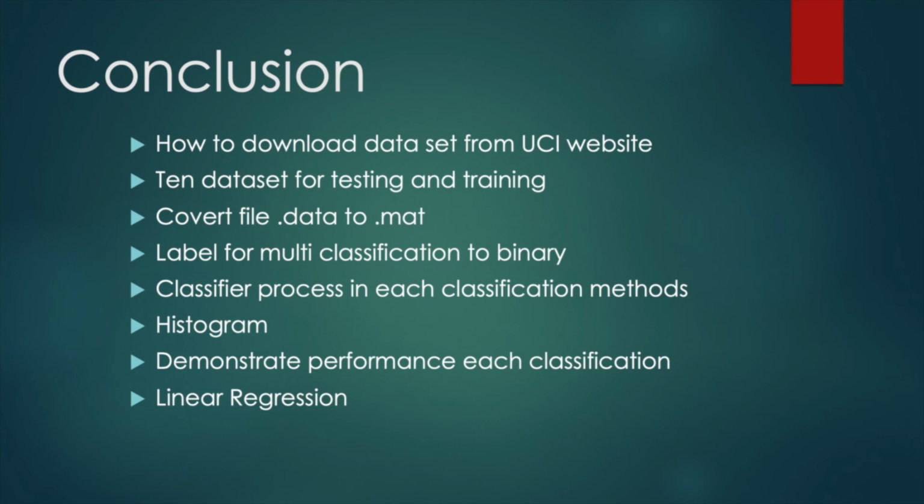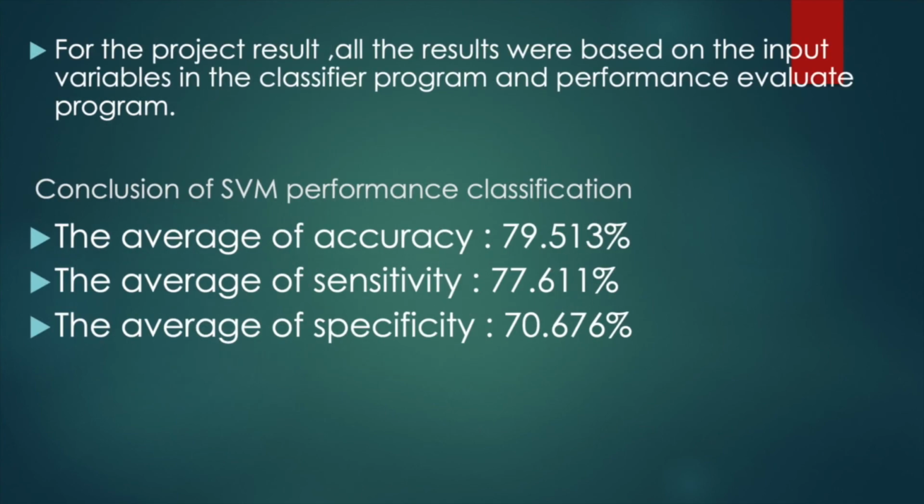In summary, we spoke about how to download the dataset from the UCI website, split the dataset for testing and training, convert the file from .data to .mat, label the file from multi-classification to binary classification, the classifier process in each classification method, histograms to demonstrate the performance of each classification, and linear regression. And here is our project result. All the results were based on the input variables in the classifier program and the performance evaluation program.